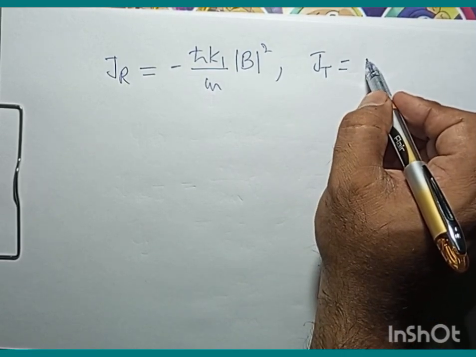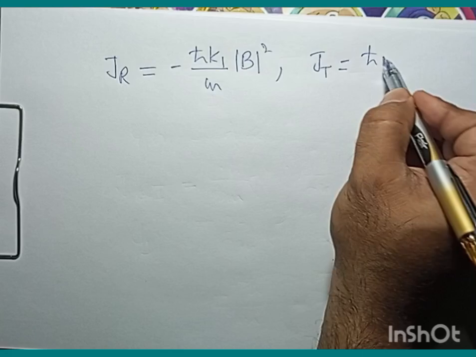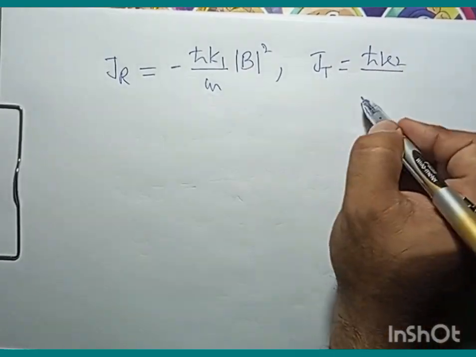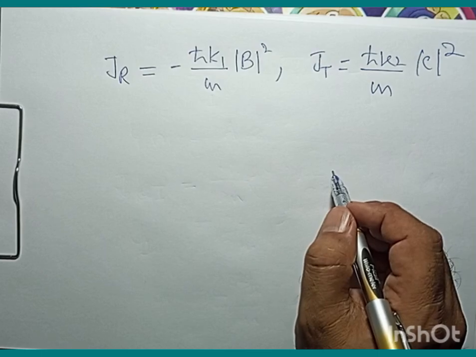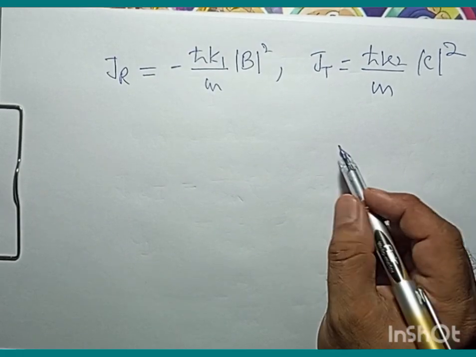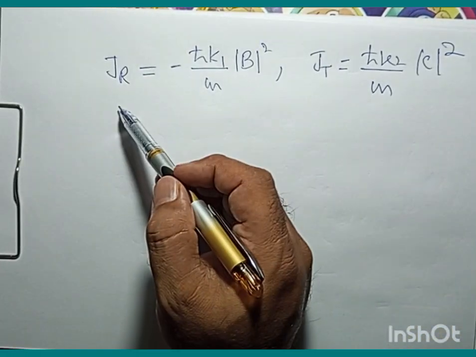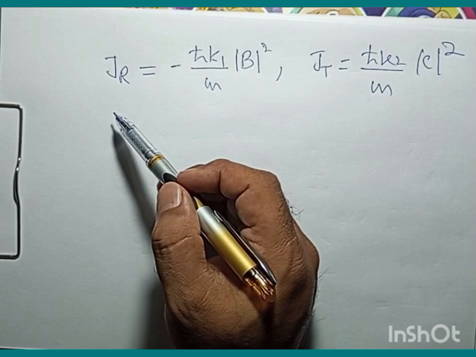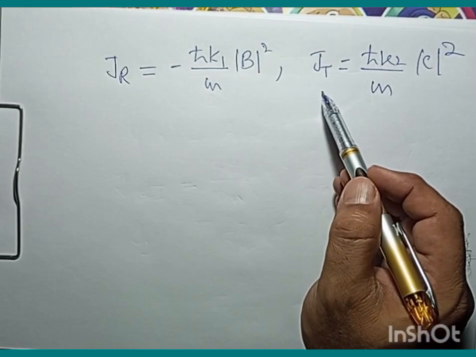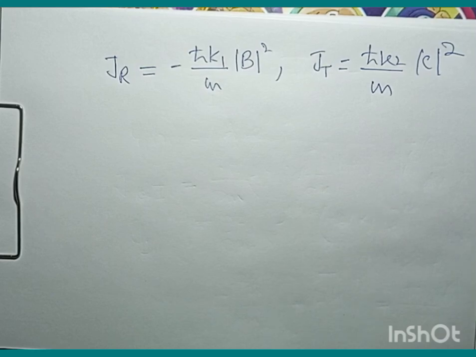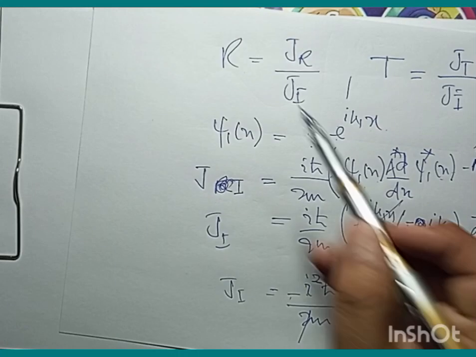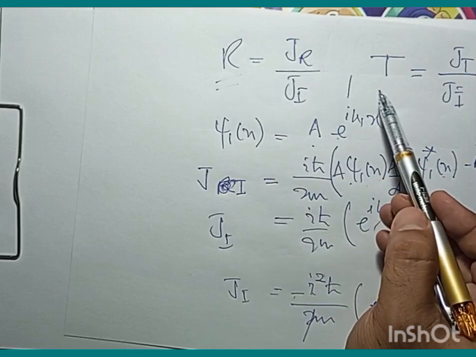So here we will have J transmitted, that will come as h cross k2 by m, then you will have the square of C. And if we keep on combining this JR and JT and JI, we would be able to calculate, as we had defined previously, a reflection coefficient and transmission coefficient.